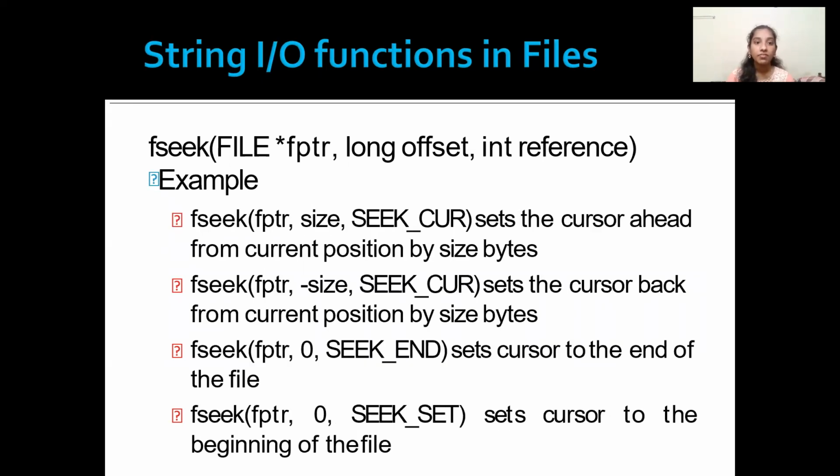For example, fseek(ptr, size, SEEK_CUR) sets the cursor ahead from the current position by size bytes. fseek(ptr, -size, SEEK_CUR) sets the cursor back from the current position by size bytes. If we write fseek(fptr, 0, SEEK_END), it sets the cursor to the end of the file. fseek(fptr, 0, SEEK_SET) sets the cursor to the beginning of the file.